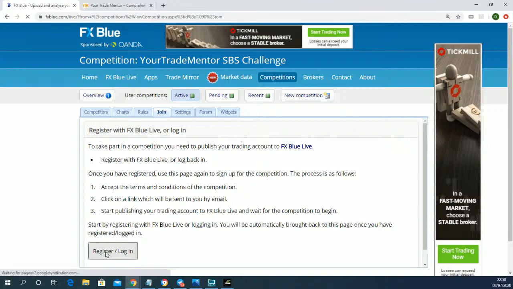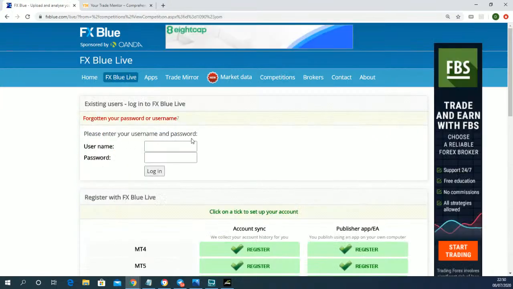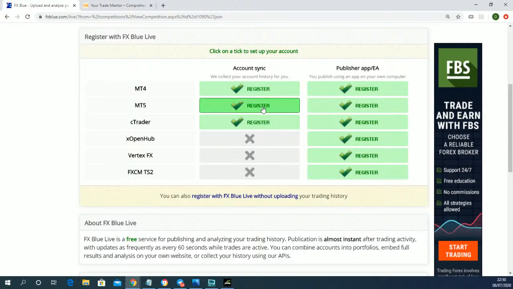You click register. Now you see I have not logged in. If I have registered already, I just put my username and password here. But because I have not registered before, like you, then you have to choose what registration you want. There are 2 types of syncing your account to FS Blue. You can either use the account sync method, which is automatic, or you can use their EA. Most people recommend the account sync because you don't have to download their EA or anything like that. So most people will use this account sync.